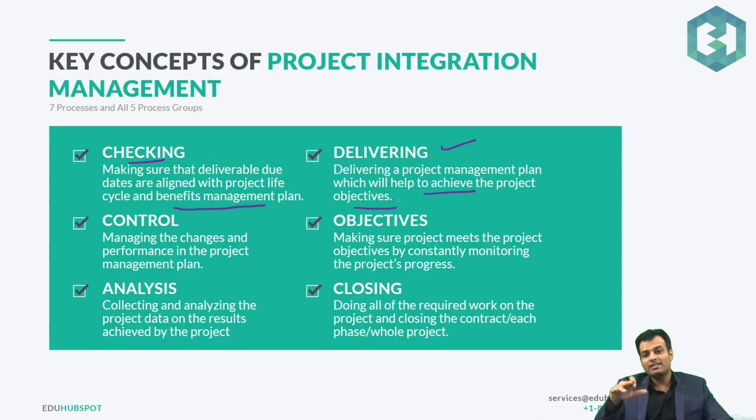Now, deliverable is something which is one of the important outputs from this knowledge area. So again, whatever is given in the project management plan, how you would be doing it, you would be actually going and doing that work. Okay? Then if you are planning for it, if you are delivering, executing those things, it's your job as a project manager to make sure you are monitoring and controlling it as well. Okay, so managing the changes and performance in the project management plan. So it's your job as a project manager to make sure that you're managing those changes.